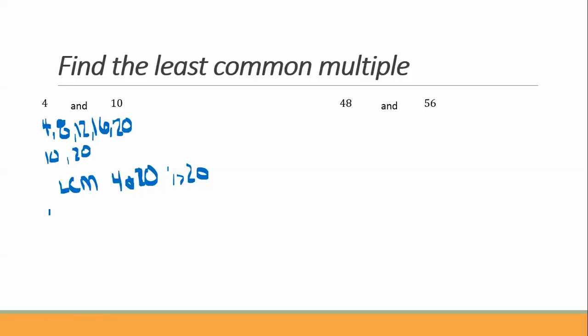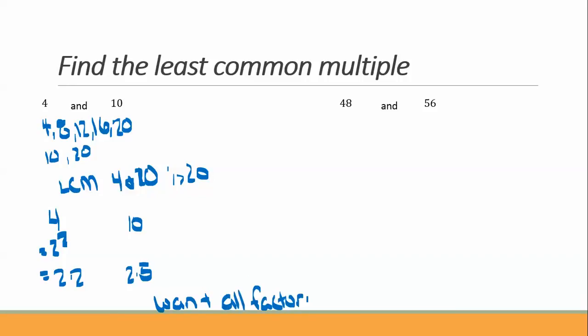For 4, we found the prime factorization. 4 was 2 squared, or 2 times 2. And 10 was 2 times 5. So when we find the least common multiple, we want all prime factors of both numbers. But you don't need overlaps.